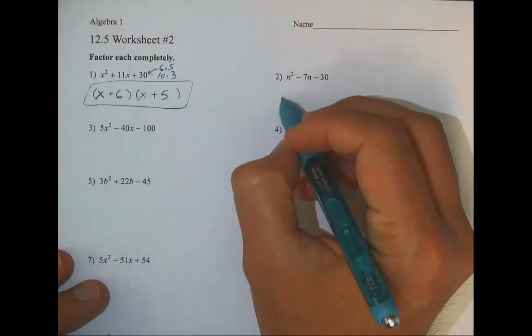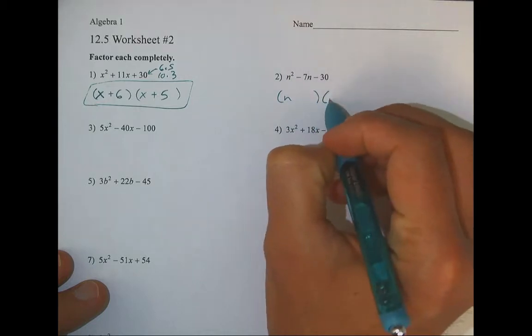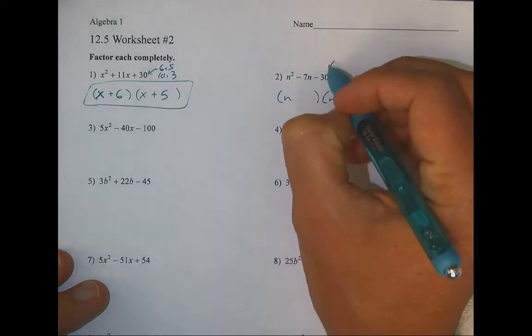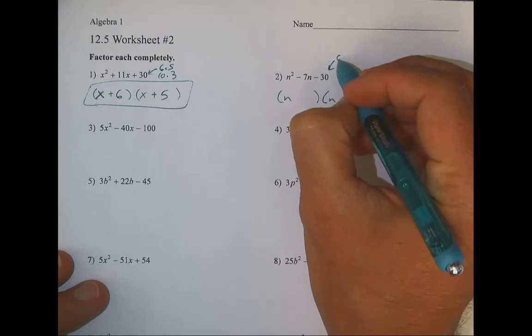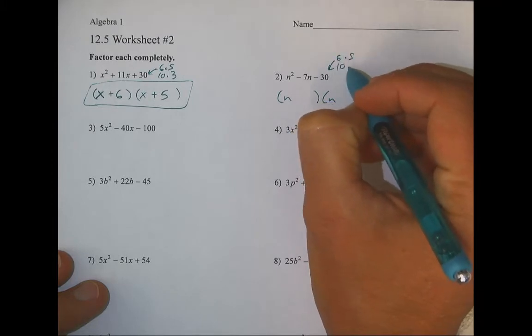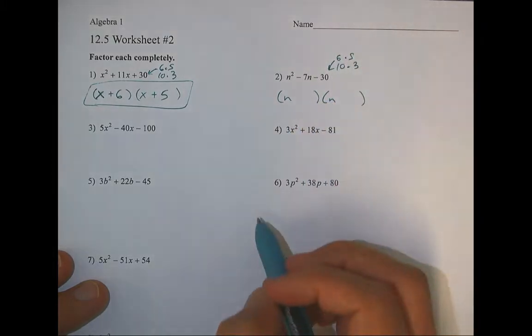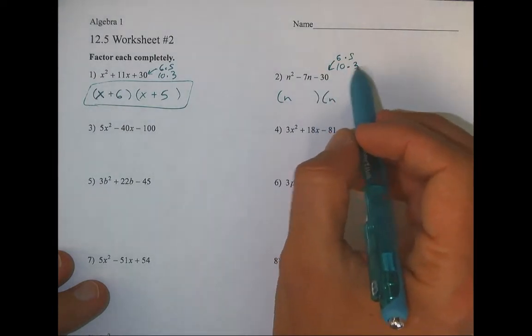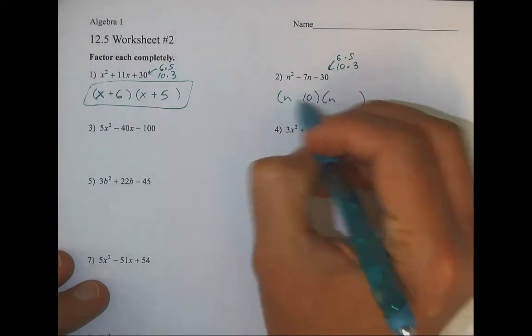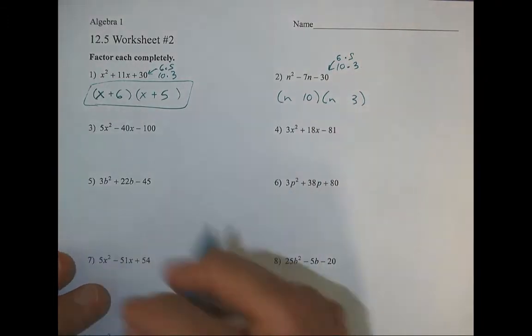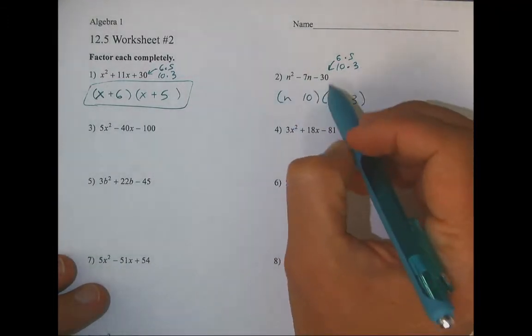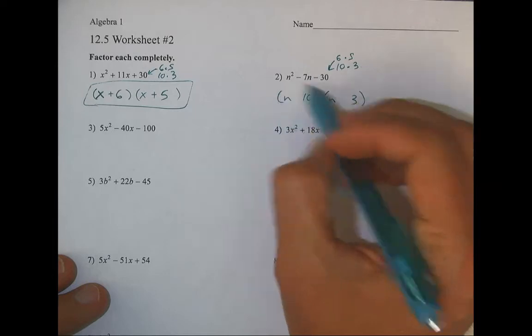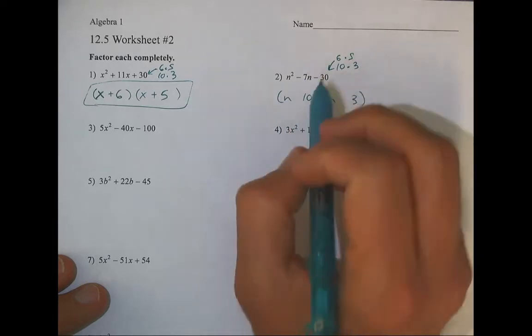Sliding over to number 2, no leading coefficient, so it's an n and an n. To create a 30, once again, 6 times 5, 10 times 3. For this one, I'm trying to make a 7, so it's definitely the 10 and the 3. Because I don't have any leading coefficients, I can drop the 10 and the 3 wherever I want. They're not going to get multiplied by some other number other than 1, so it doesn't matter. But what does matter is where I put the negative.